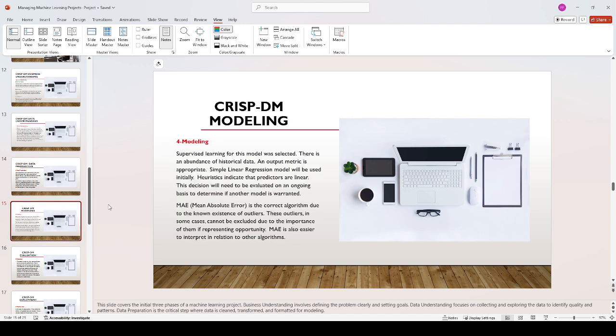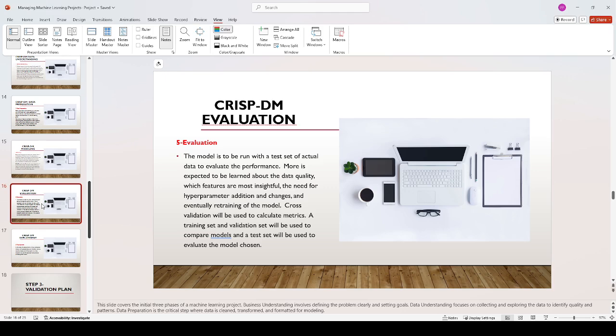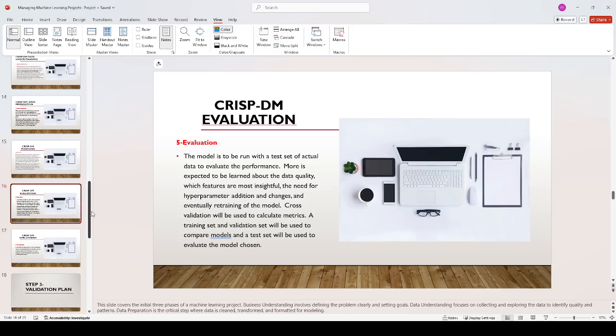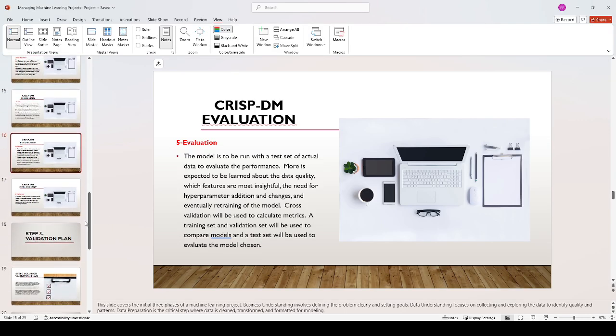The modeling for this does need to be supervised. We do have access to historical information. We also have heuristics on this. So simple linear regression is the direction that we need to go. Using mean absolute error is the correct algorithm for this case. Outliers are going to be something interesting to deal with because outliers can be important to us in spotting opportunity on some of the fields in this case. An example, sales price or property size.